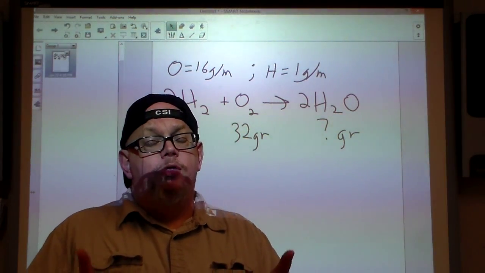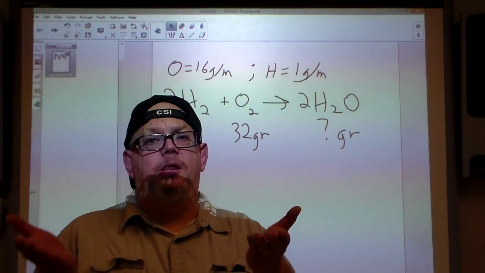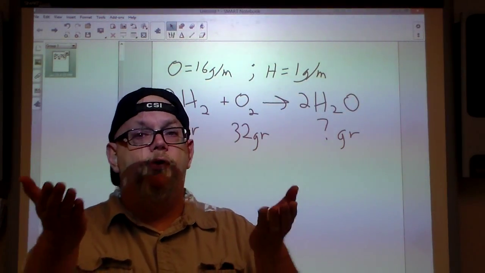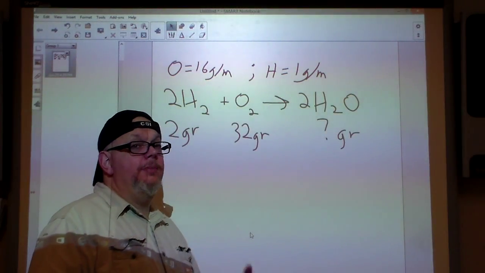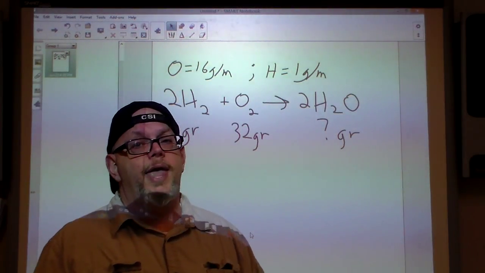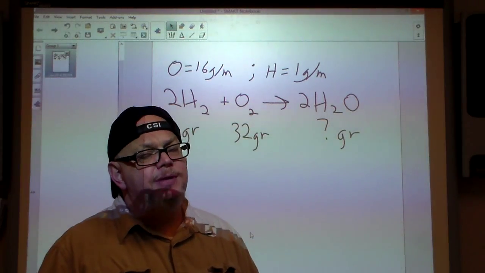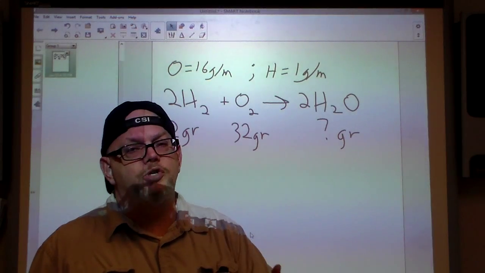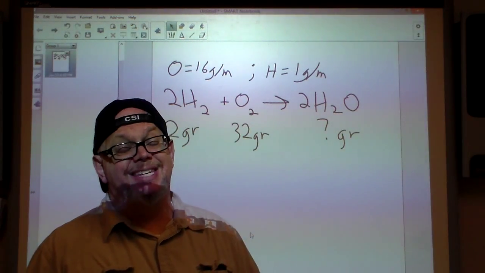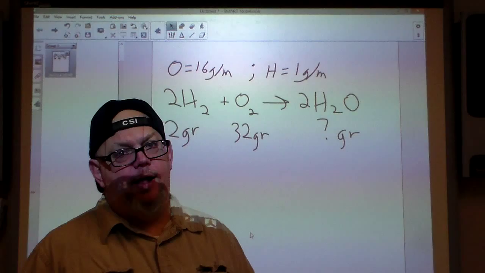Now, in the real world, typically you're going to run out of one reactant or the other, and usually what limits how much product you make is your most expensive reactant, or the reactant that is much more difficult to purchase from somebody else.